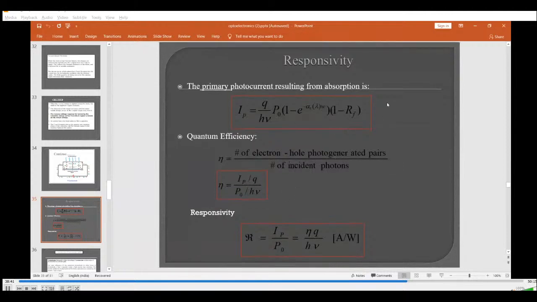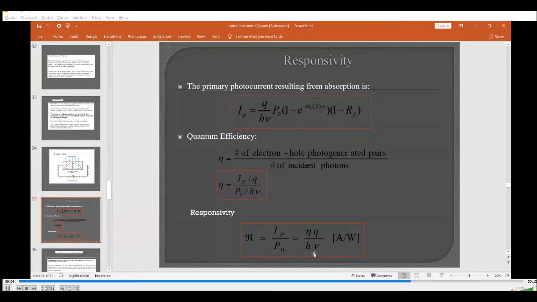And in simple terms, instead of writing all this, what is the responsivity? Responsivity is the photocurrent divided by the output power. So responsivity is the ratio of photocurrent to output power. It is denoted by ηq/hν.